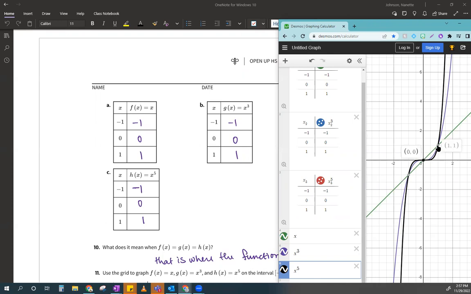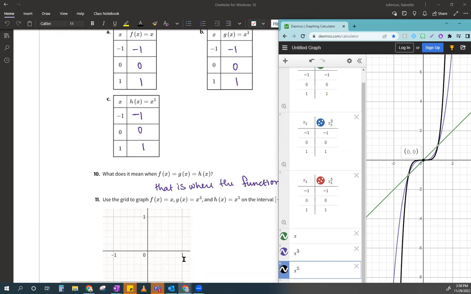And then last but not least, 1, 1, they all have the point 1, 1, right? And so it means graphically, that's where the functions intersect. Algebraically, it's where the points are the same, right? Okay.